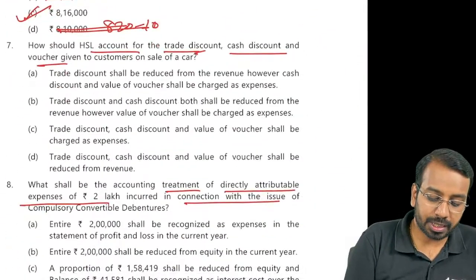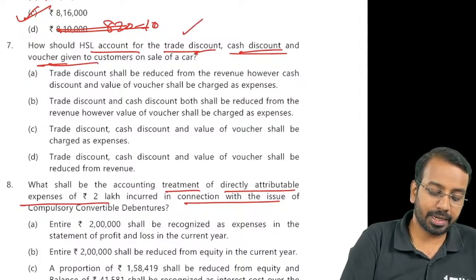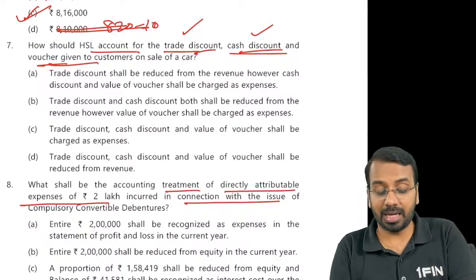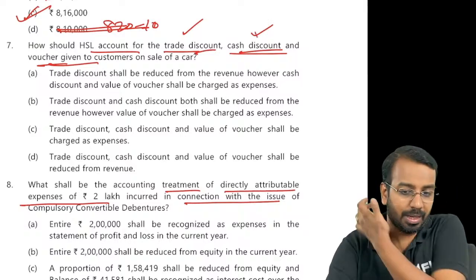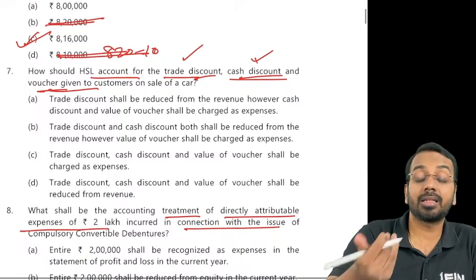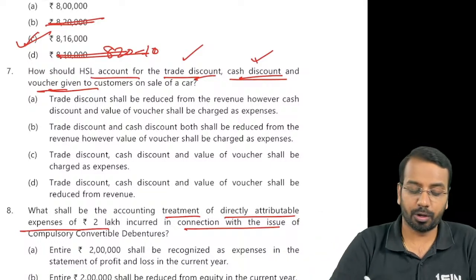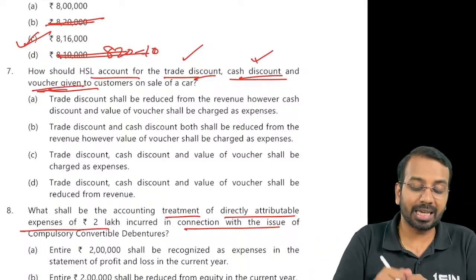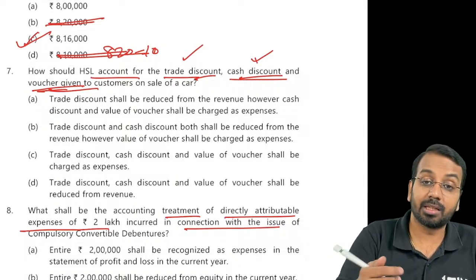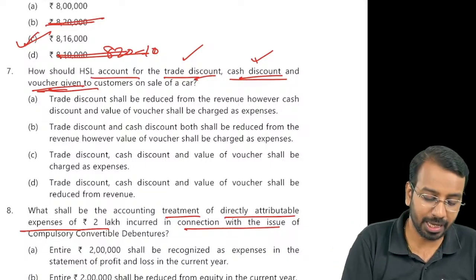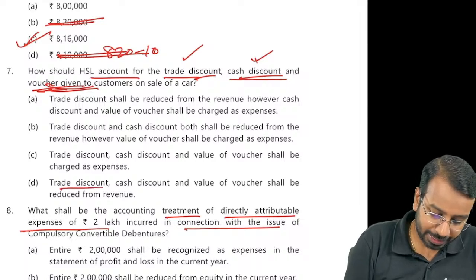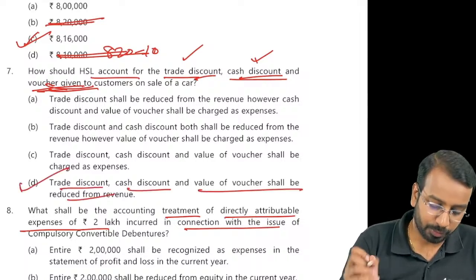how should HSL account for trade discount, cash discount and voucher? Now please remember, trade discount you will reduce from the transaction price. Cash discount also is immediately provided at the time of sale. This also will reduce from the transaction price. Then, voucher has to be redeemed at another apparel store. Voucher will not be redeemed at our store. So that also should be reduced because you are giving a voucher worth 500 to the customer. Right? So these three things that you are giving, the consideration payable to the customer, you will reduce from the transaction price. So trade discount, cash discount and value of the voucher shall be reduced from the transaction price.